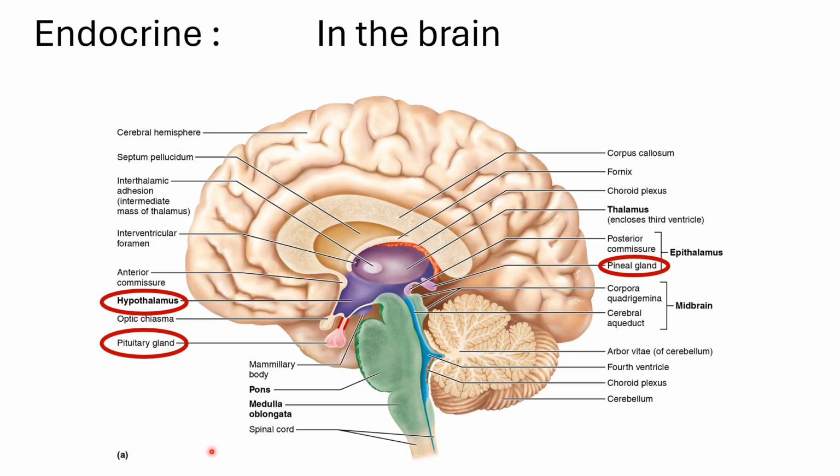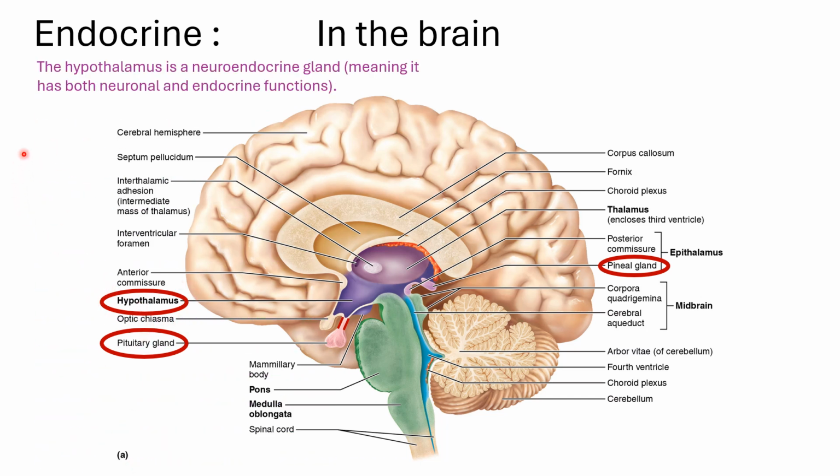Okay, so the first neuroendocrine organ we are going to learn about is hypothalamus. I said neuroendocrine, why? Because hypothalamus has a neural component and it has a hormonal or endocrine component. So hypothalamus is a neuroendocrine gland, meaning it has both neuronal and endocrine functions.